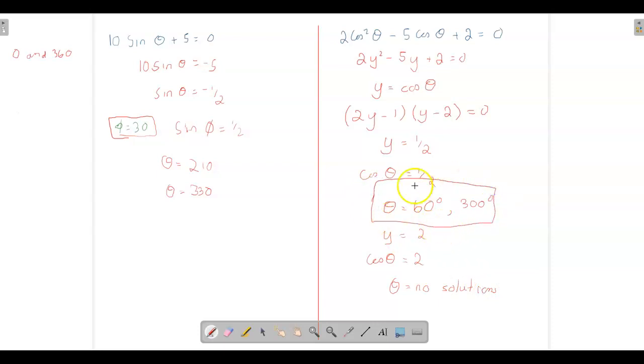Now these are two examples, but you can work through lots more, and they're going to come into one of these two forms.